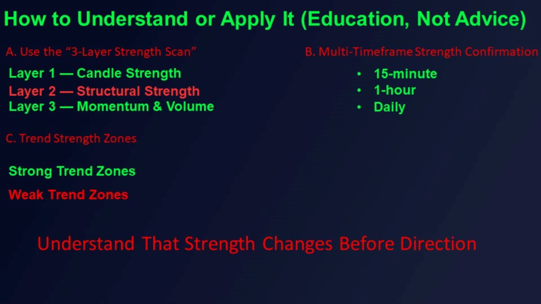Trend strength zones. Strong trend zones: tight consolidation before expansion, quick rejection of pullbacks. Weak trend zones: sideways movement at highs, wicks increasing near supply resistance. Understand that strength changes before direction.